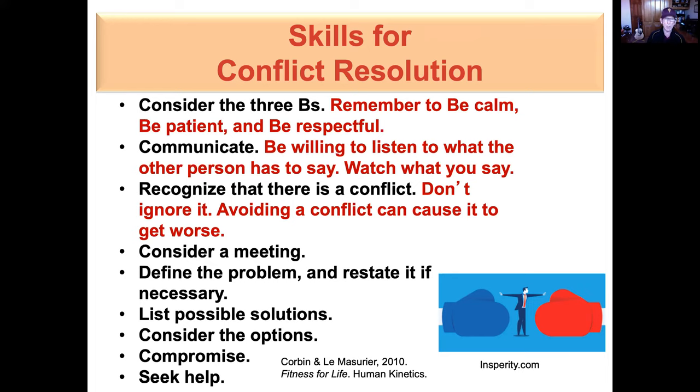Consider having a meeting with the rest of your group. Define the problem and restate it if necessary. List possible solutions. Consider options. Consider compromise. Seek the help of an outside party like a teacher, a counselor, a parent. There are more details in the book. I just abstracted these for you.